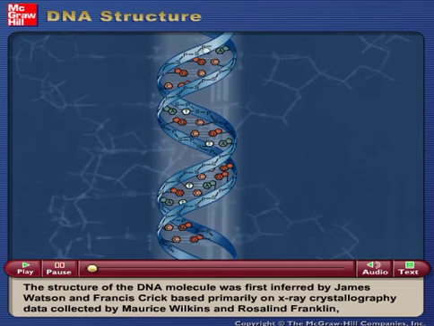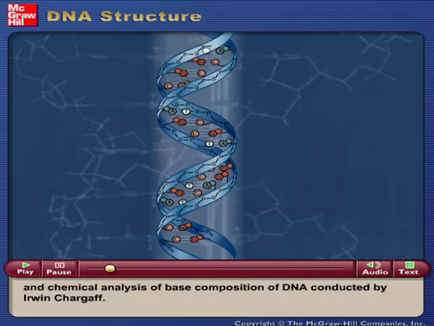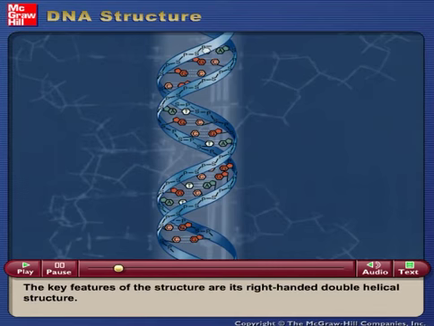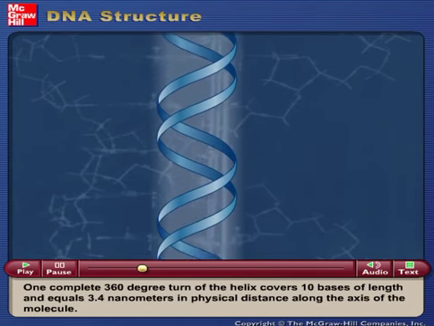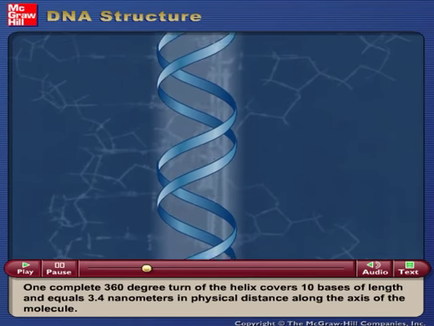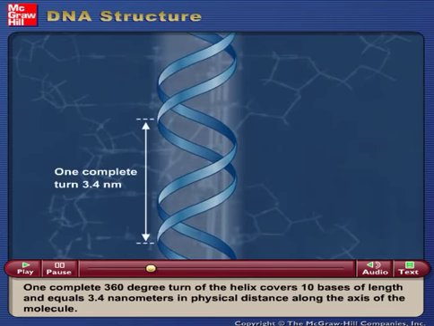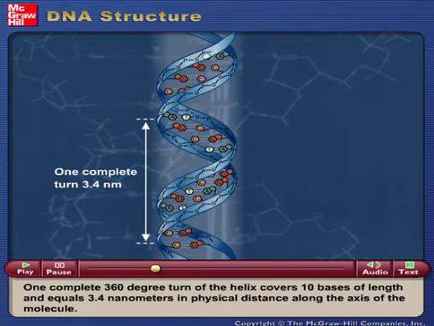The structure of the DNA molecule was first inferred by James Watson and Francis Crick, based primarily on X-ray crystallography data collected by Maurice Wilkins and Rosalind Franklin, and chemical analysis of base composition of DNA conducted by Erwin Chargaff. The key features of the structure are its right-handed double helical structure. Each helix consists of an alternating sugar-phosphate backbone with nitrogen bases projecting toward the interior of each helix. One complete 360-degree turn of the helix covers 10 bases of length and equals 3.4 nanometers in physical distance along the axis of the molecule.